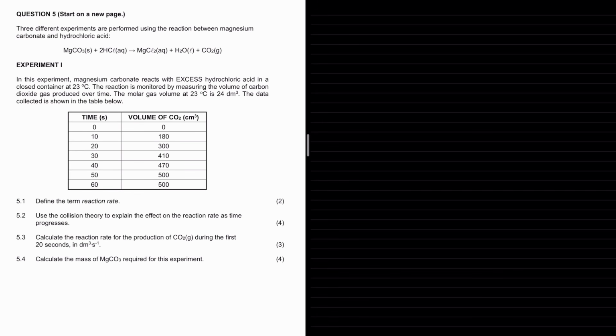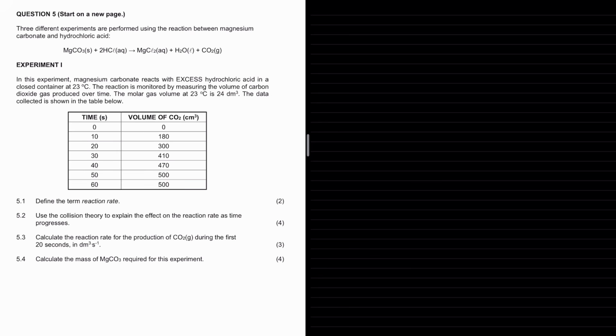Question 5 says 3 different experiments are performed using the reaction between magnesium carbonate and hydrochloric acid. Experiment 1. In this experiment, magnesium carbonate reacts with excess hydrochloric acid in a closed container at 23 degrees Celsius. The reaction is monitored by measuring the volume of carbon dioxide gas produced over time. The molar gas volume at 23 degrees Celsius is 24 dm cubed. The data collected is shown in the table below.